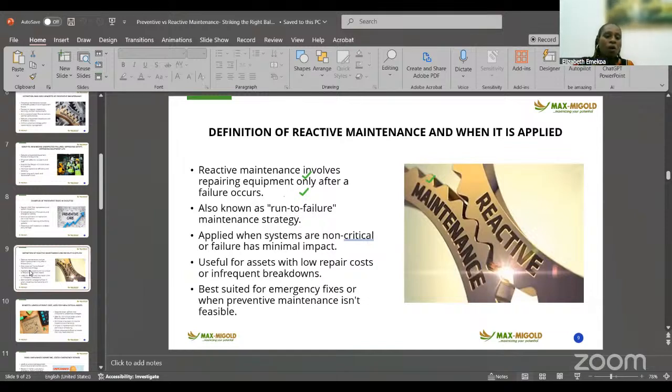Okay, so now we've talked about preventive maintenance. What is reactive maintenance and when does it apply? So the pumping machine stopped working, right? It just stopped working. Why? If maintenance was done properly, okay, fine. But is it due to its lifespan, or what happened? Reactive maintenance involves repairing equipment only after a failure has occurred.